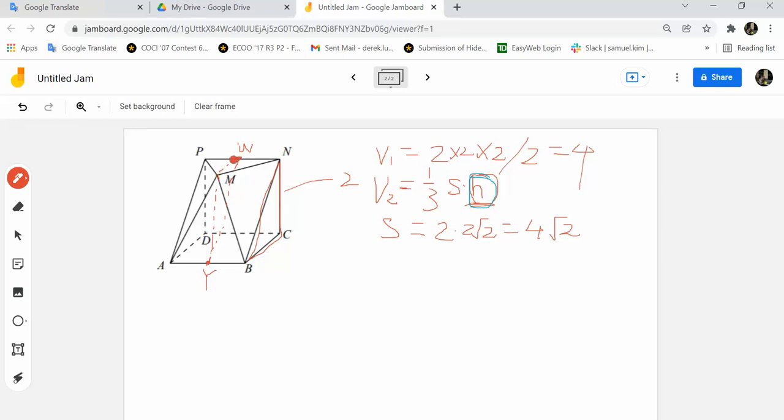is perpendicular to that one. This one is perpendicular to this one, right? Because it's the middle, so it must be perpendicular to this one. So both this MW and YW are perpendicular to PN. So that one, the PM, is perpendicular to the whole thing, right?